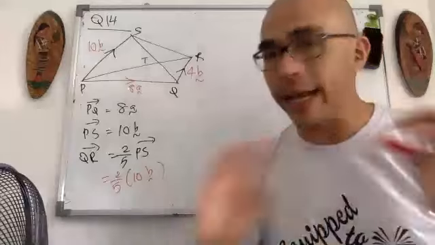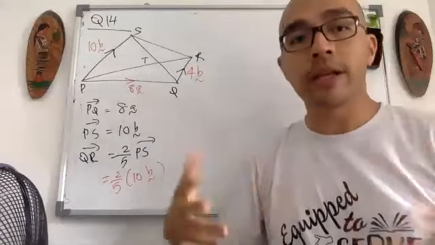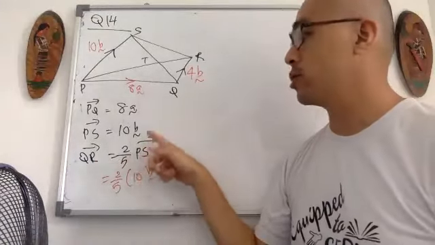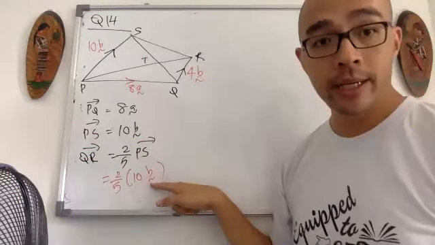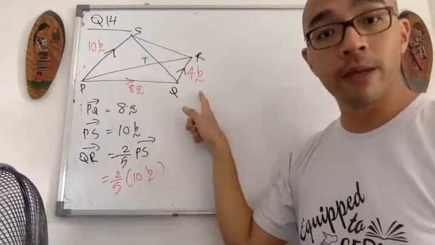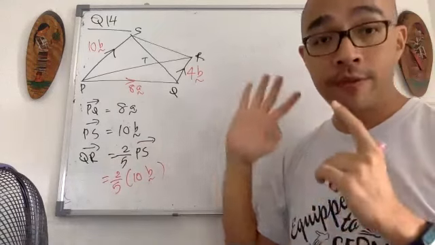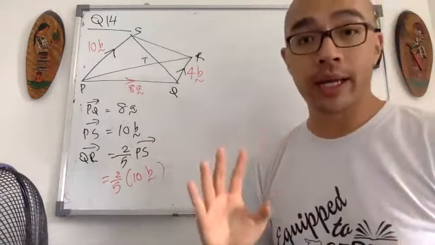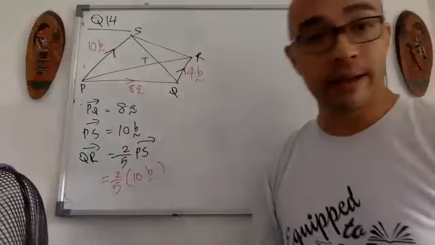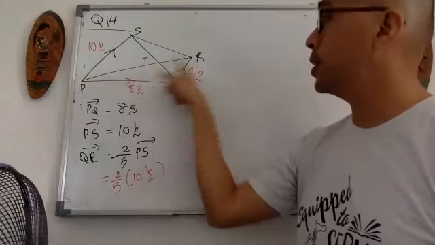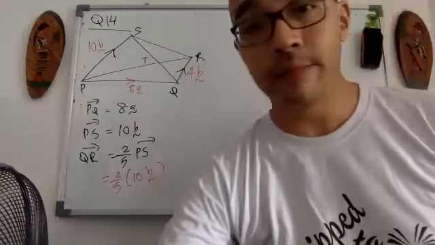Before you start anything, dig out all the information you can get first. QR equals to 2 over 5 PS. Therefore, I substitute PS in here. 2 over 5 times 10B will give me 4B. With that, I can start the questioning. The first question is find the PR. PR is very simple.